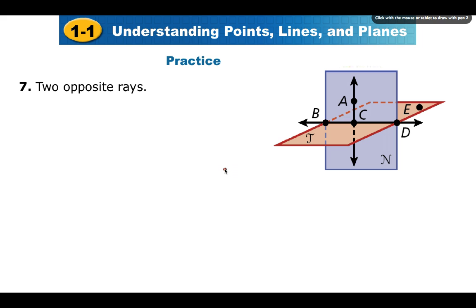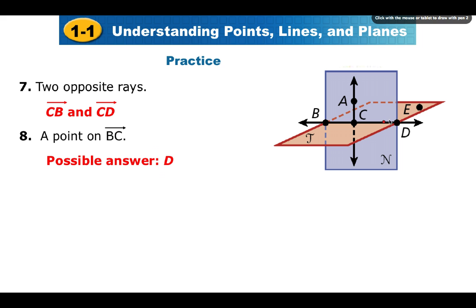This is the last portion of this lesson. More practice. They want you to name 2 opposite rays. By looking at this drawing, you have CB and CD. Notice that on top of the C, there's no arrow in both cases, but on top of the B and the D, arrows appear. Number 8, a point on ray BC. This is describing the ray. Possible answer is D. What will be another answer? Point C. Another answer, point B.